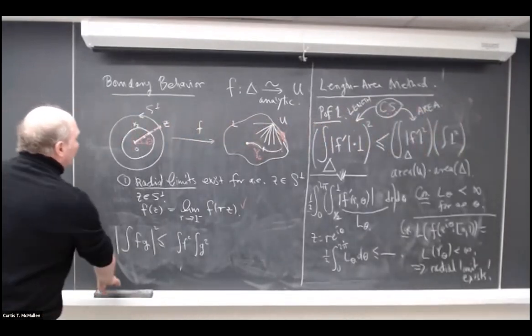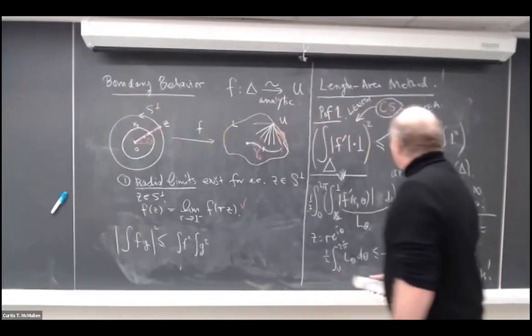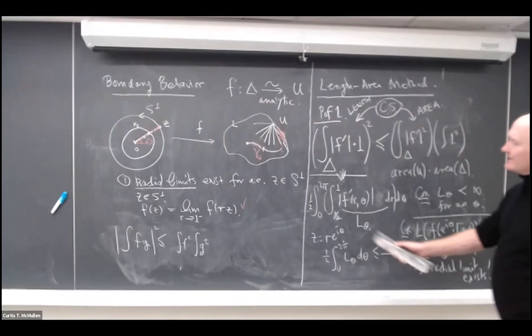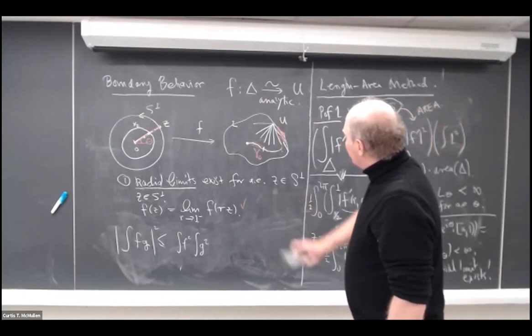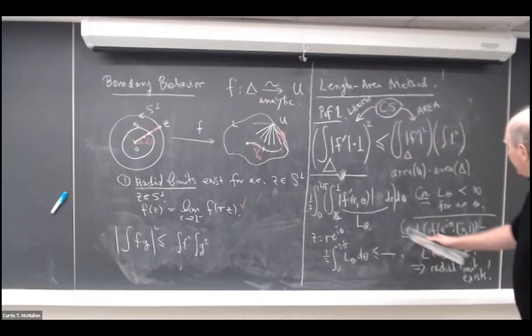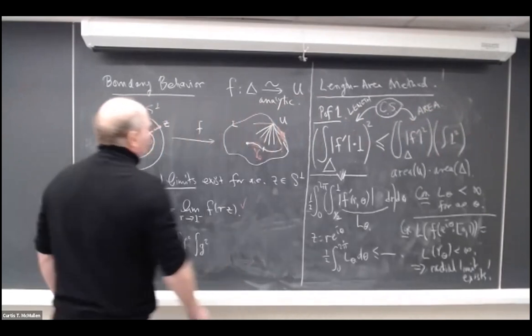Okay, so that's quite amazing. And it also is a typical example of how you prove that something holds almost everywhere without being able to specify where it fails. We just prove the integral of something is finite, and then that something has to be finite almost everywhere.